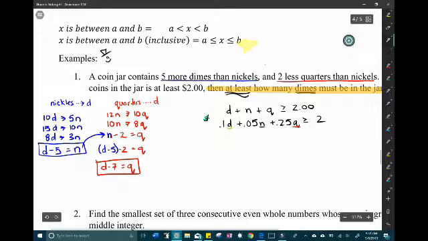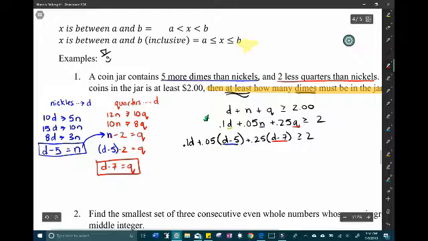Now that was the hard part. The easy part is just substituting everything in. Okay, so 0.1d plus 0.05n. N we're actually going to replace with our new and improved d minus 5, because that's what it is. Plus 0.25 times what is quarters in terms of nickels. That's d minus 7. And we know that's greater than or equal to 2.